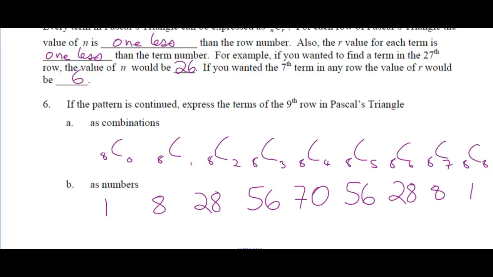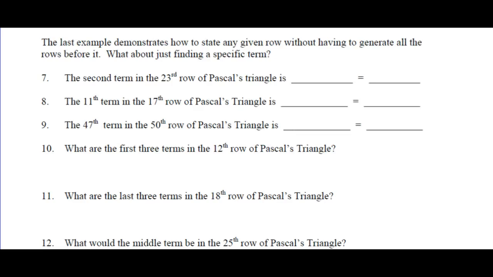So if I said, what's the 5th term in the 9th row, you have to say the 9th row starts with 8 choose 0. 8 choose 0 is the first term. I want the 5th term. That's going to be 8 choose 4, so it would be 70. And I think they probably asked that on the next page.